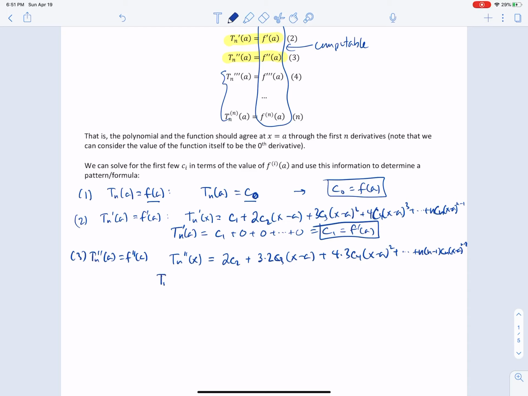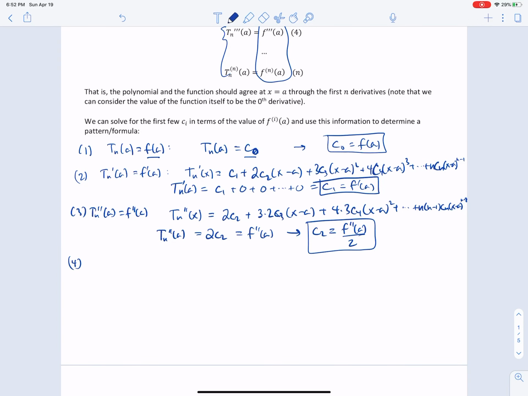And so Tn double prime of A is just going to be 2C2. But on the other hand, we want it to be F double prime of A. And so that tells me that C2 is going to be F double prime of A divided by 2. Let's keep going.